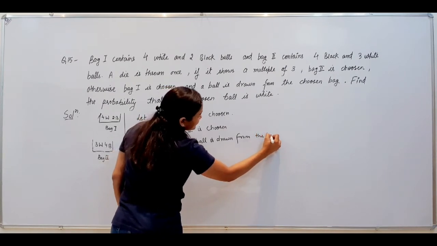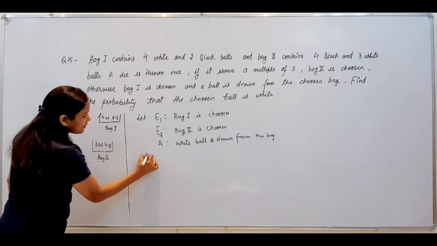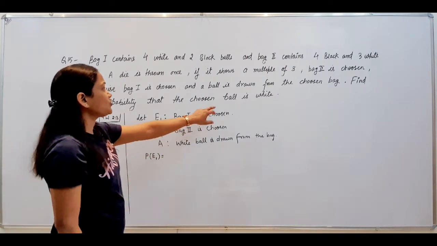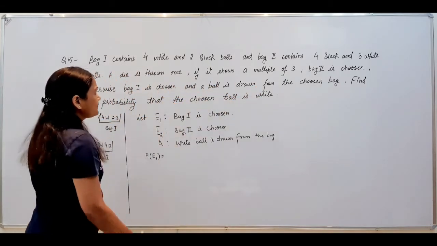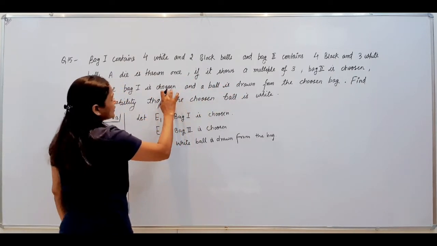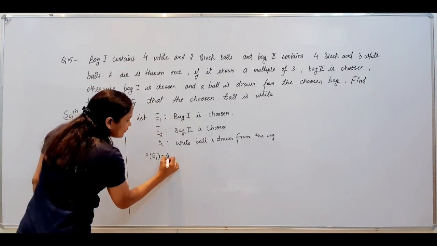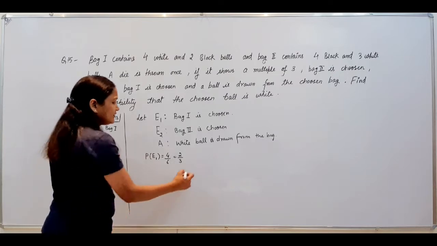So now you are given the probability of E1, that is, bag 1 is chosen. When will bag 1 be chosen? Bag 1 will be chosen if a non-multiple of 3 comes when you throw a die. What is the probability of a non-multiple coming? That is 4/6. So 2/3 is the probability of E1.